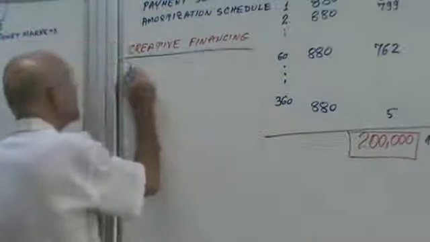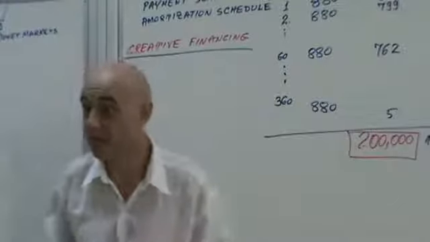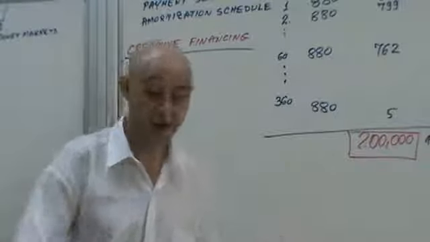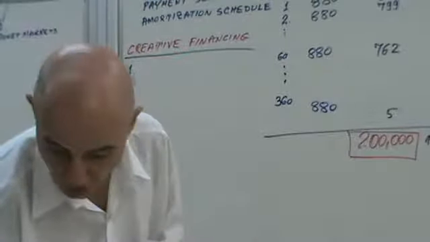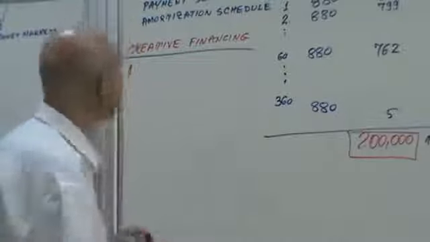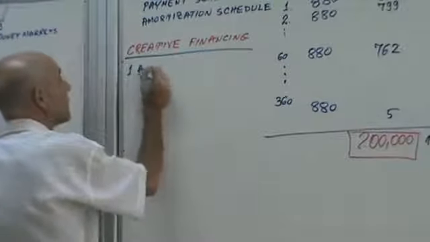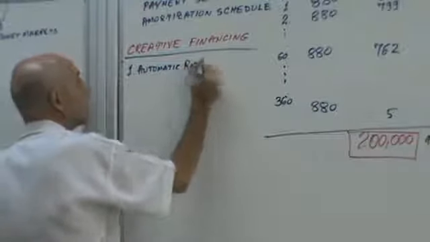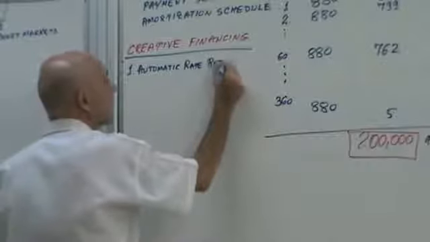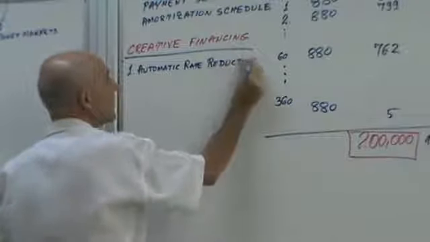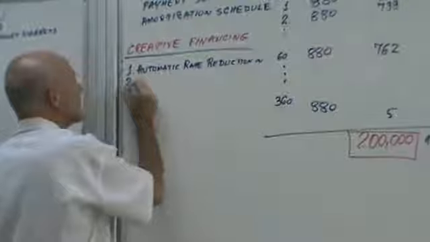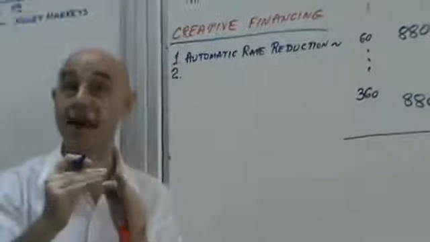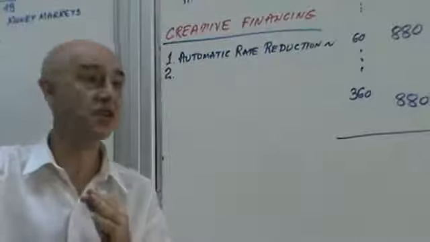That's a very good question for the midterm. You know, give me or explain 5 different ways of creative financing. So, number 1 was automatic rate reduction mortgage. Interest rate can go down. In other words, it will be adjusted downward, but it will not be adjusted upward.